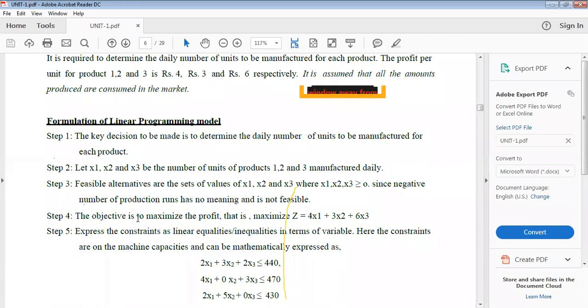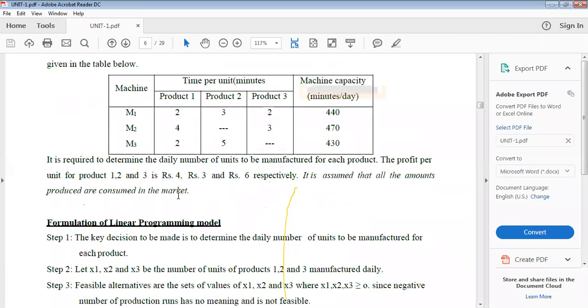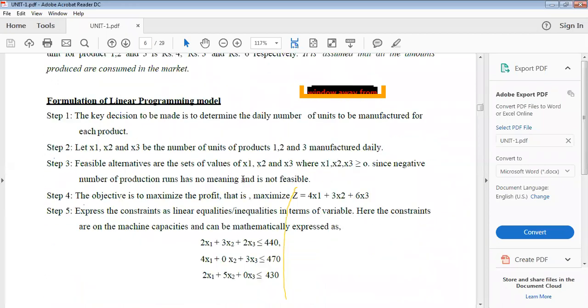Next comes the objective function, which is to maximize the profit. So maximize Z equal to 4x1 plus 3x2 plus 6x3. Here the rupees 4, rupees 3 and rupees 6 are the rates, so 4x1 plus 3x2 plus 6x3. The profit has to be maximized with these rates, as given here.